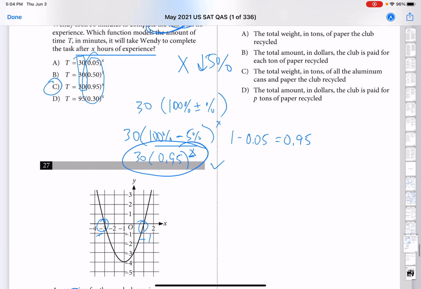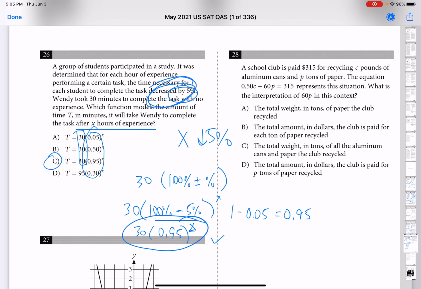Okay, let's move on to question number 28. Guys, this is one of those interpretation questions. I can see already because there's a lot of reading. A school club is paid $315 total for recycling C pounds of aluminum cans and P tons of paper. The equation is this. So what is the interpretation of 60p in this context? The way we can do this is to think about the terms of the equation first. We know that the total amount of money gained is $315. So each of these terms represents a total amount of money for something.